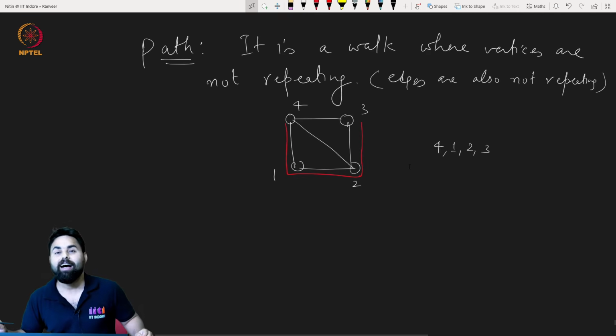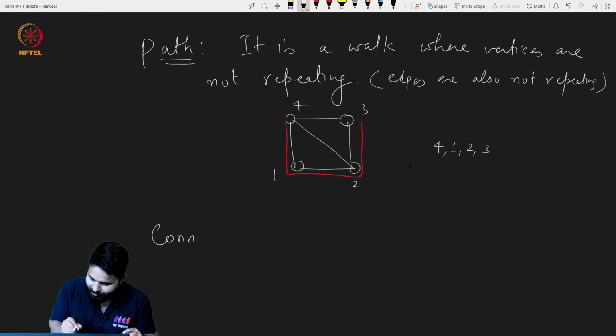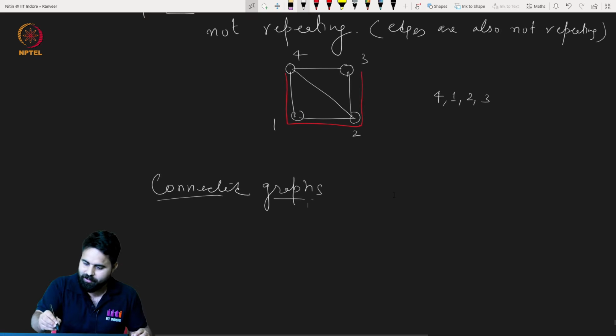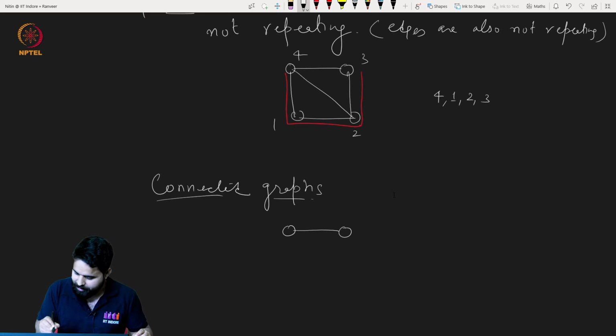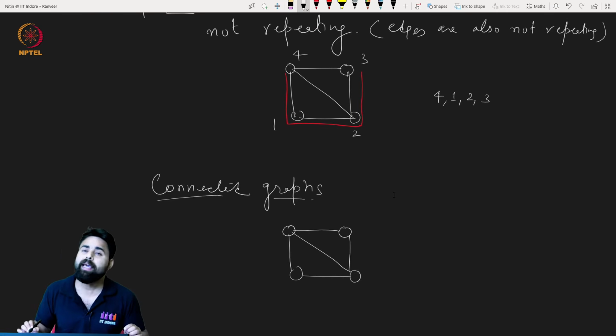Now, the next thing is about connected graphs. For example, again this. I told you that I will make use of this friend many times. Okay, so a connected graph is a graph where you can reach from any vertex to any other vertex by traversing through the edges. So when there is a path between any two vertices, we call that graph connected.